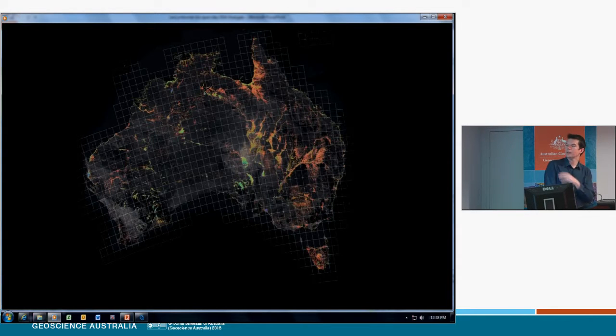So this is what that result looks like for the Menindee Lakes. And so you can see you've got everything from water detected in 1% of the observations right through to water always detected.